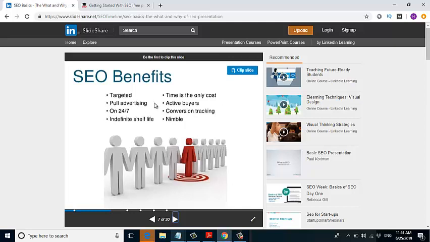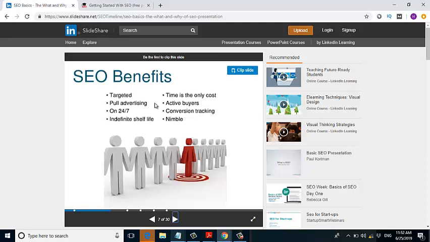Pull advertisement, on 24/7. For example, you target something, and based on that target, your website comes up on the search engine, and this is the pattern of advertising. On 24/7 means that if you come up in some search engine, there is no limitation. People from anywhere in the world can see your website and search for you at any time. Indefinite shelf life, meaning your shelf life will never expire.